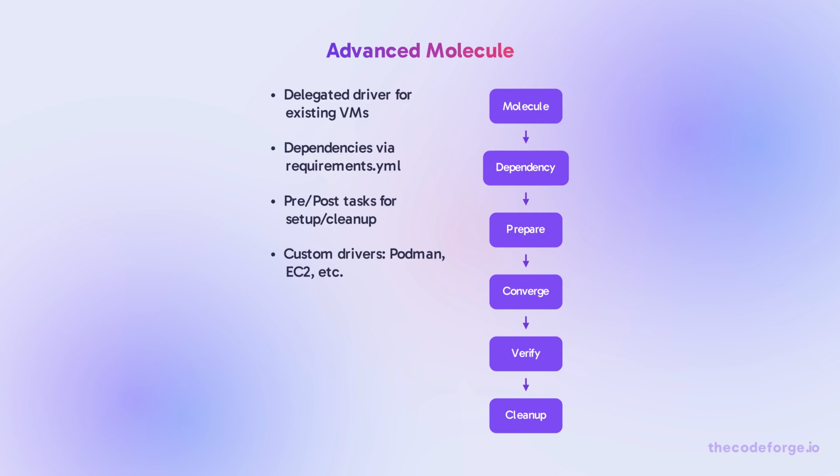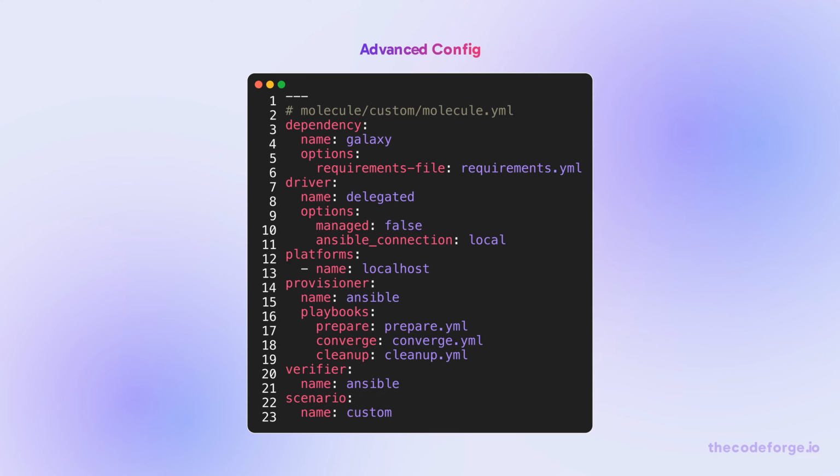Molecule supports advanced features like the delegated driver for testing against existing VMs, dependency management via requirements.yml, and pre and post tasks for environment setup and cleanup. These are useful for integration tests that mirror production. This config uses the delegated driver to test against localhost, with a requirements file for dependencies and custom prepare and cleanup playbooks. This is useful for testing against a staging VM.